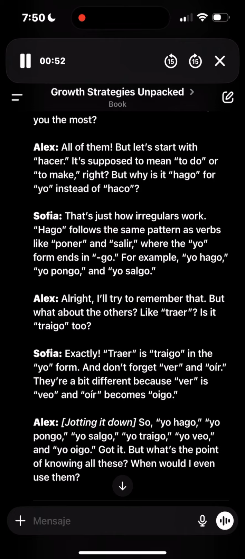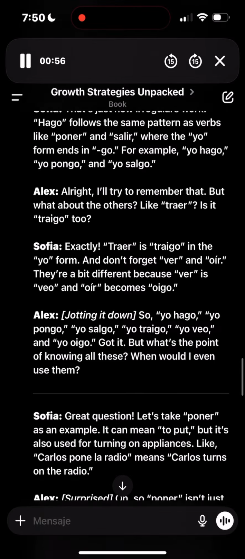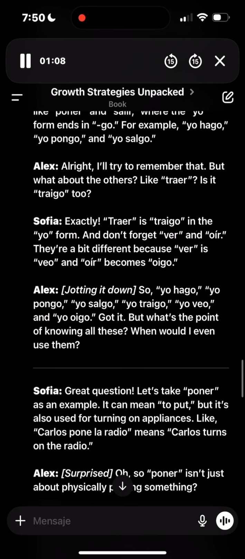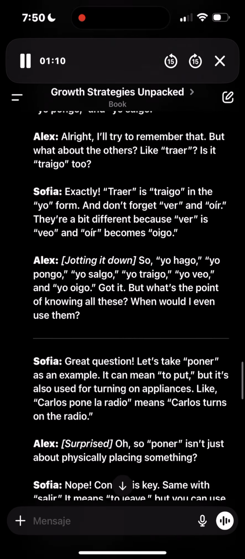All right, I'll try to remember that. But what about the others, like traer? Is it trego too? Exactly. Traer is trego in the yo form. And don't forget ver and oír. They're a bit different because ver is veo and oír becomes oigo. So yo hago, yo pongo, yo salgo, yo trego, yo veo, and yo oigo.